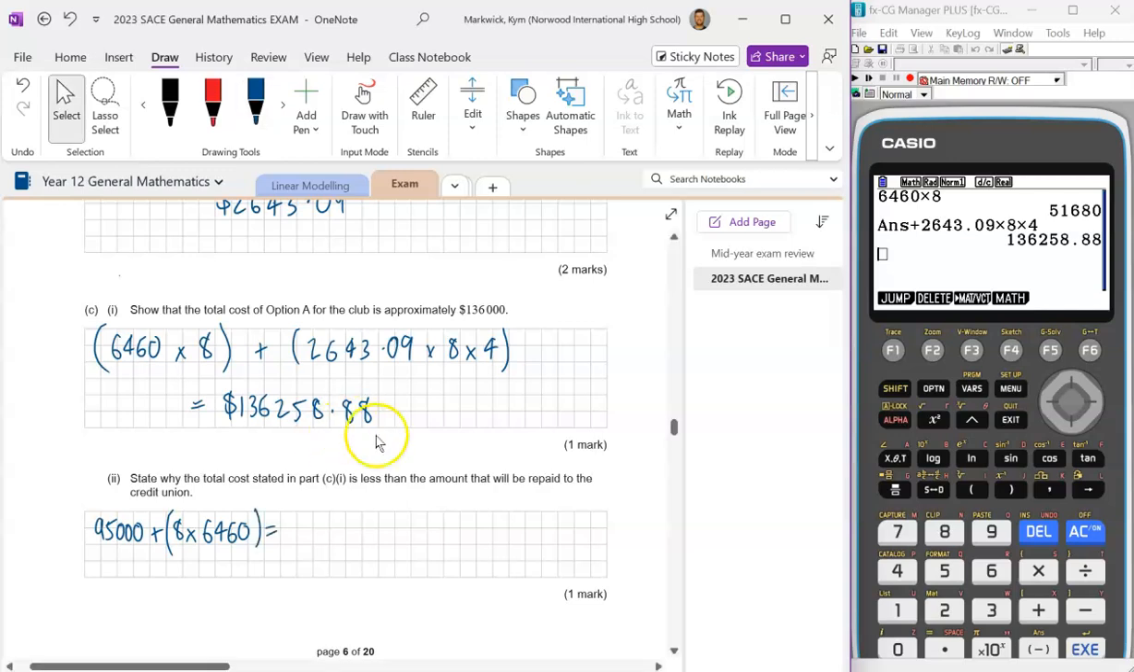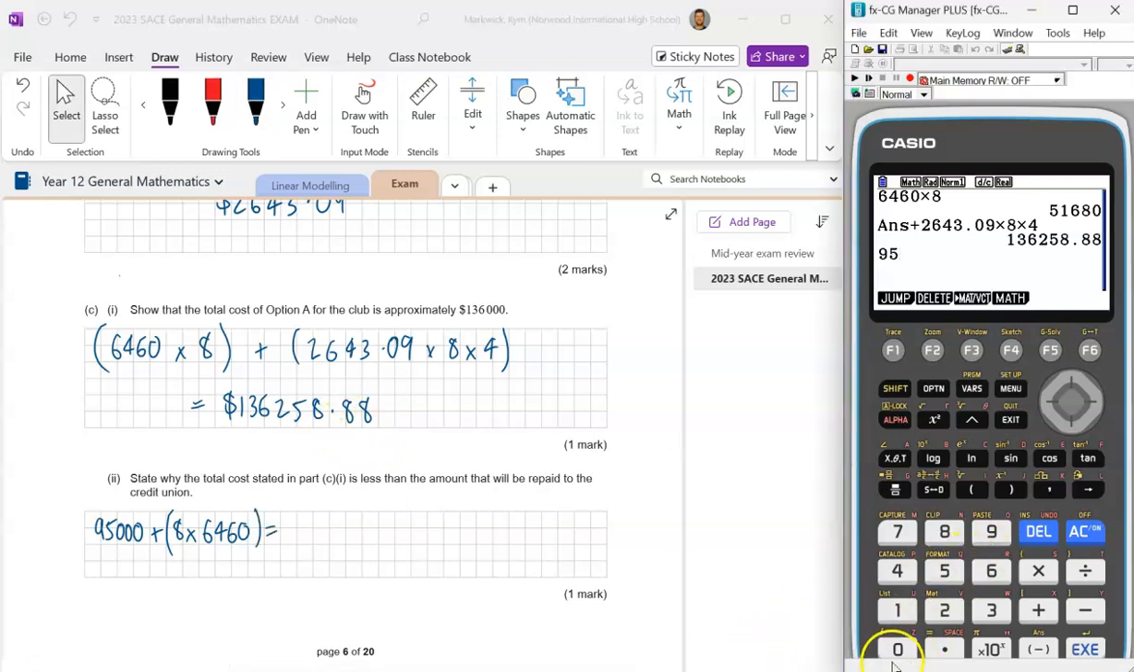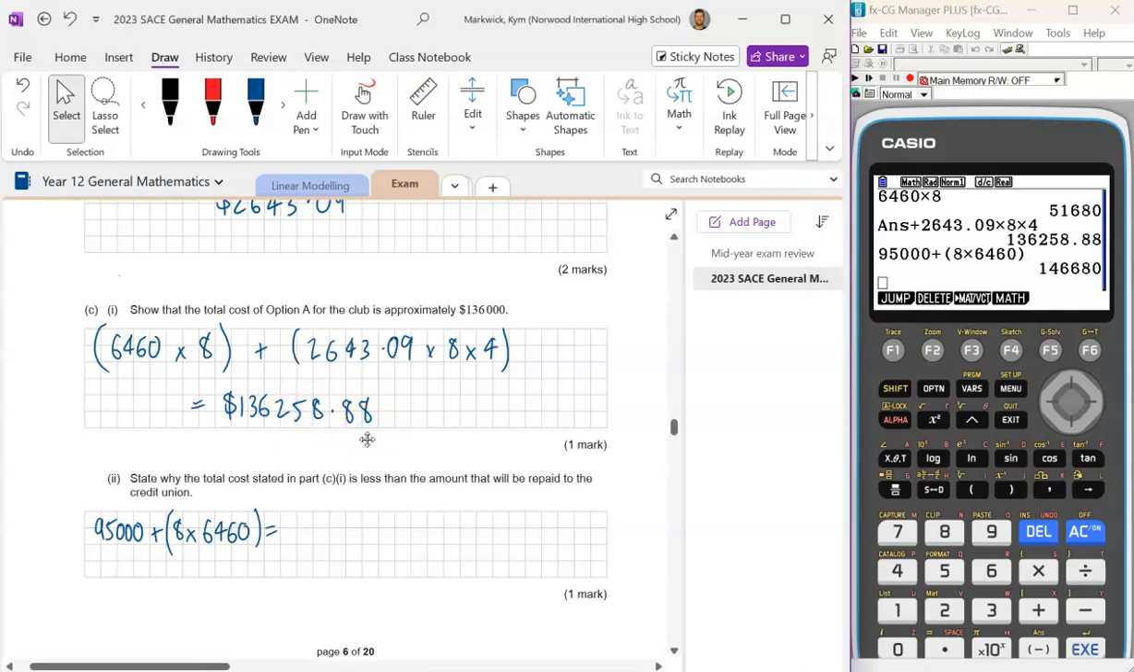So if I actually did work that out just quickly, so 95,000 plus the 8 times 6,460, you'll see that that amount is higher than the amount we worked out in CI. And the difference between this amount here, $146,680, which the credit union receives, and this amount here, which is the total cost for the sports club, is the interest that the sporting club earns in that sinking fund.